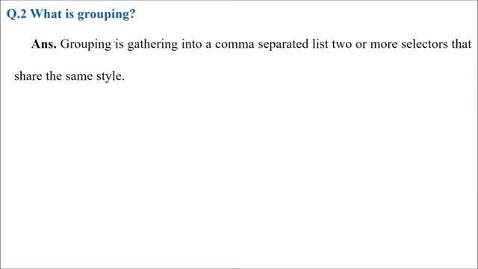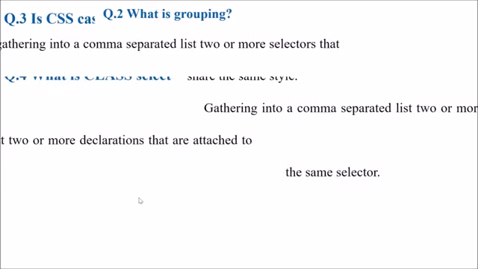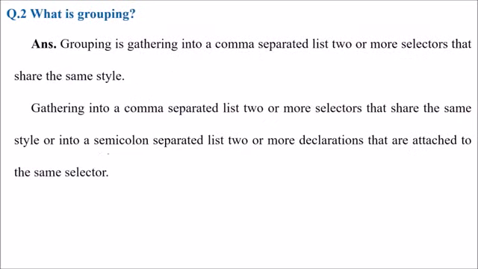What is grouping? What do we mean by grouping? As I suggested, it is a comma separated list. Grouping, you gather a comma separated list of two or more selectors that share the same style. I'll just give an example because this example is also coming. So gathering into a comma separated list two or more selectors that share the same style, or into a semicolon separated list two or more declarations that are attached to the same selector.